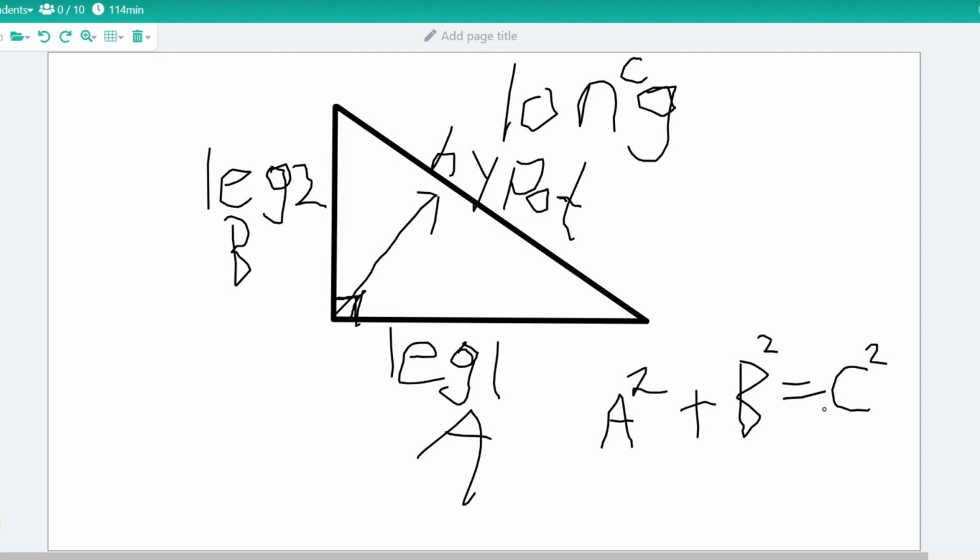And so if you wanted to just find the side C, you would take the square root, and it becomes the square root of a squared plus b squared. This equals C.